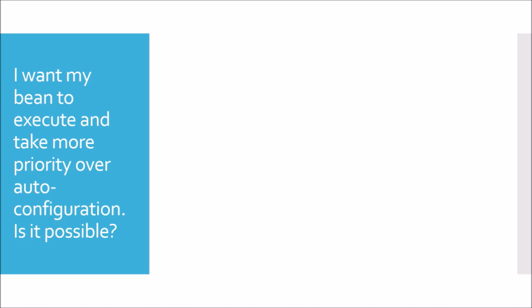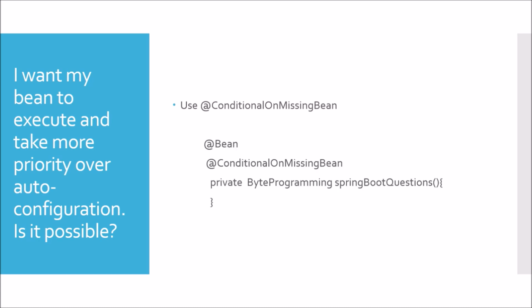In order to do that, we have @ConditionalOnMissingBean provided to us. So we can write @Bean, @ConditionalOnMissingBean and the method. So Spring Boot picks your bean, where the method name is the bean name and the return type is the bean type.